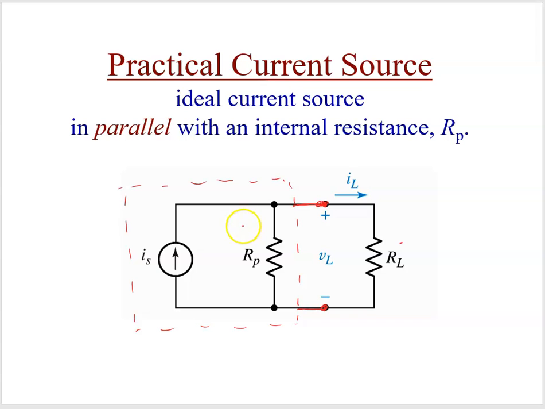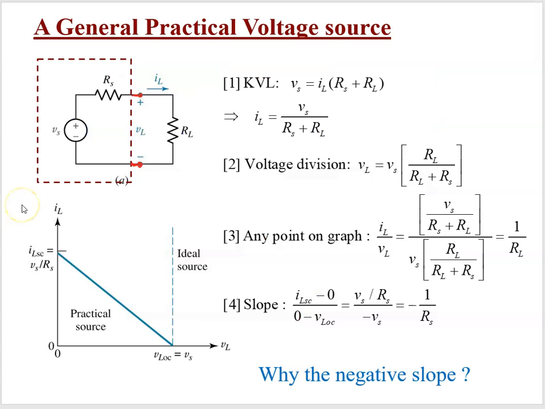So the current's going to have to divide. Our ideal current source supplies a current that divides. Some of it goes through its internal resistance, and some of it is provided to the load. Whereas, the dual of that was our voltage source, where the voltage divides. Some of the voltage divides across this internal resistance, and then some of it across our load.